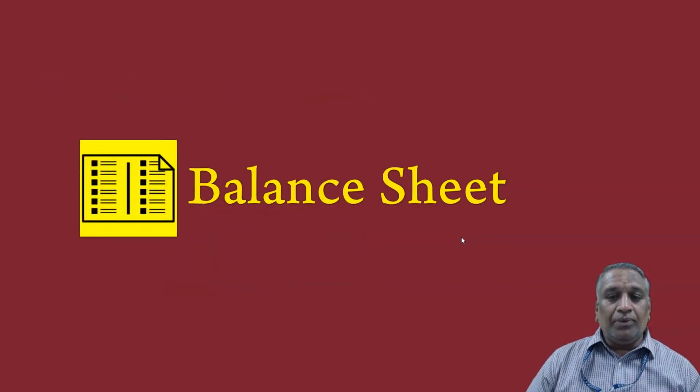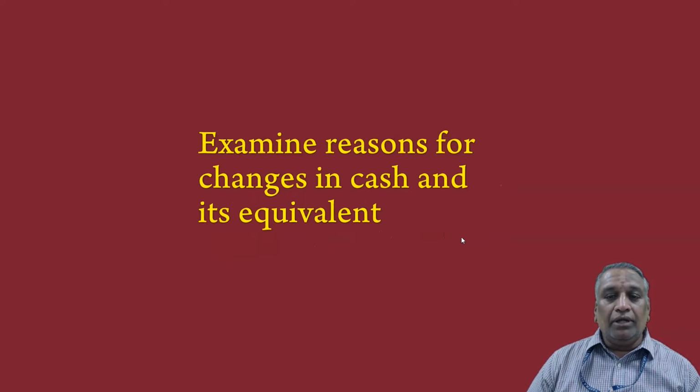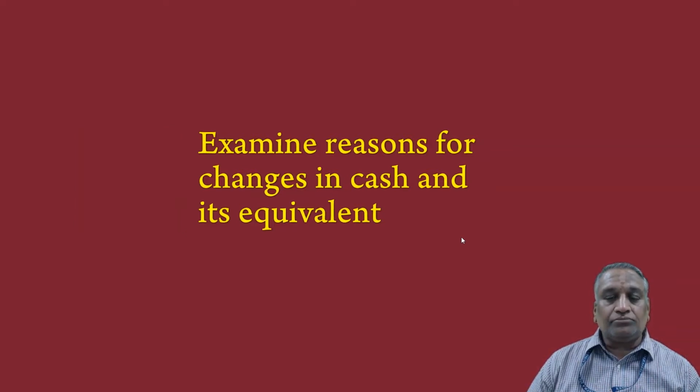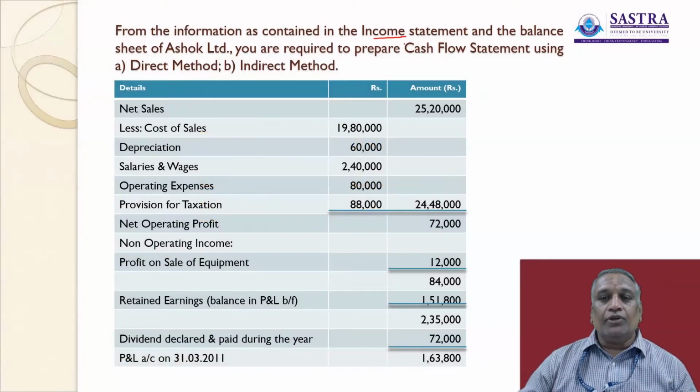Today, we will take up a balance sheet and profit and loss account, or income statement, of another company, and we'll find out the reasons for the increase in cash balance or cash and cash equivalents balance. Let us now get into the question. The income statement and balance sheet of Ashok Limited is provided in the question, and you are asked to prepare a cash flow statement using both methods, direct as well as indirect.